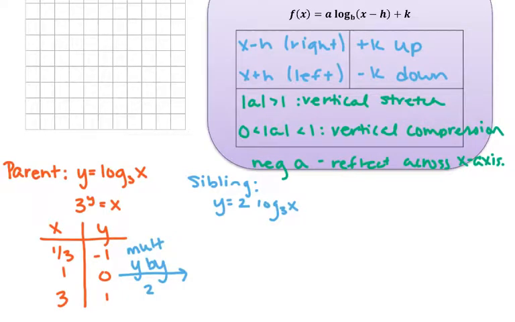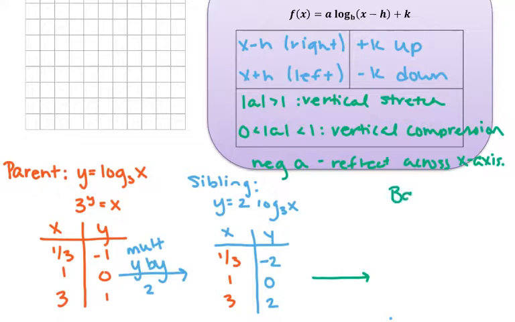So let's come up with our table here. Nothing happened to the x values. So our x values stayed the 1/3, 1, and 3. Nothing happened there. But your y values are all multiplying by 2. So -2, 0, and +2. All right, then we're going to take into consideration that shift. So this goes right 2, up 1. So that's how you get to the baby function.